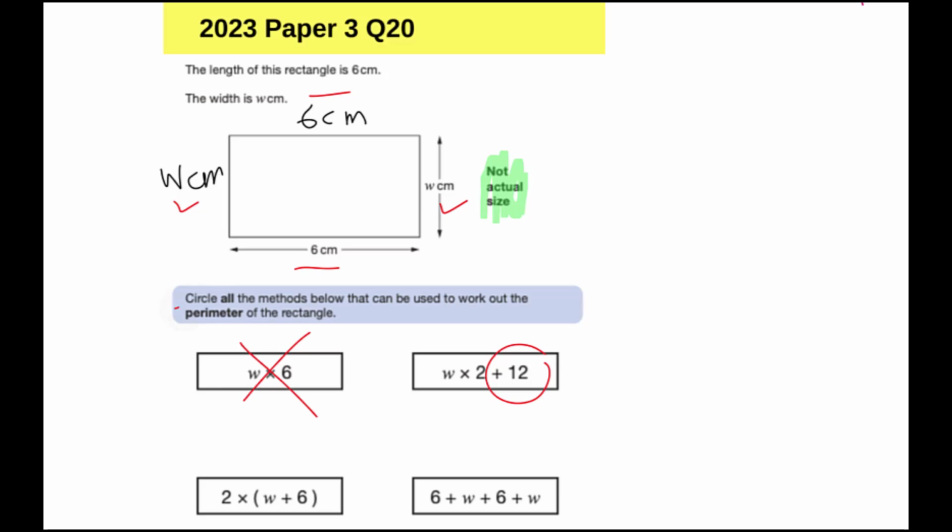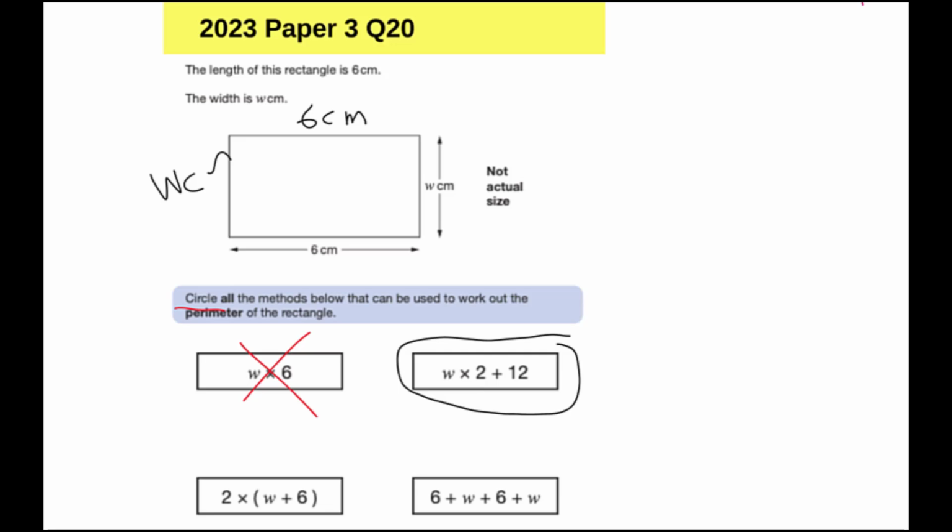Now it says circle all the methods. So something very important is also just to make sure when we're reading the question that we follow the instructions. So it says circle ones that can be used. So I need to circle that to show that that is correct. 2 lots of W plus 6. Is that correct? Yes, it is, because, put my W back there.